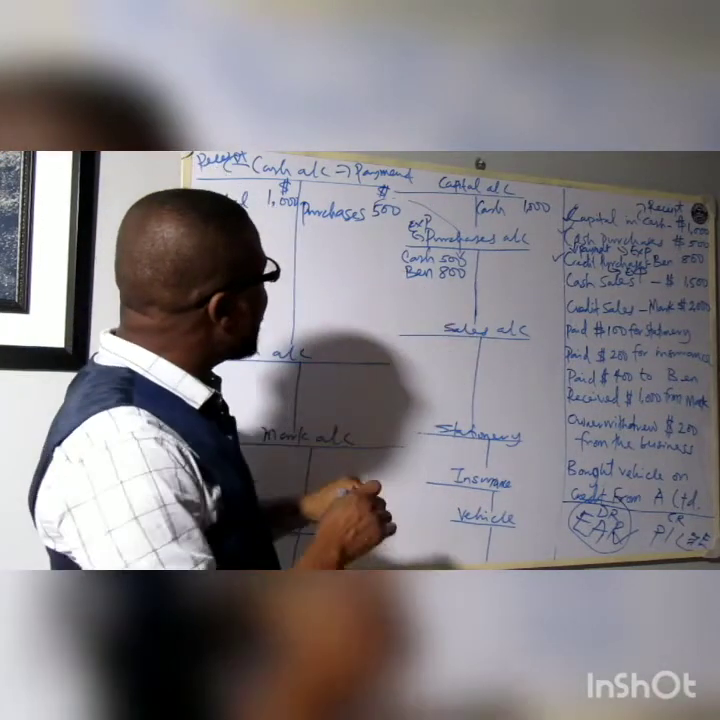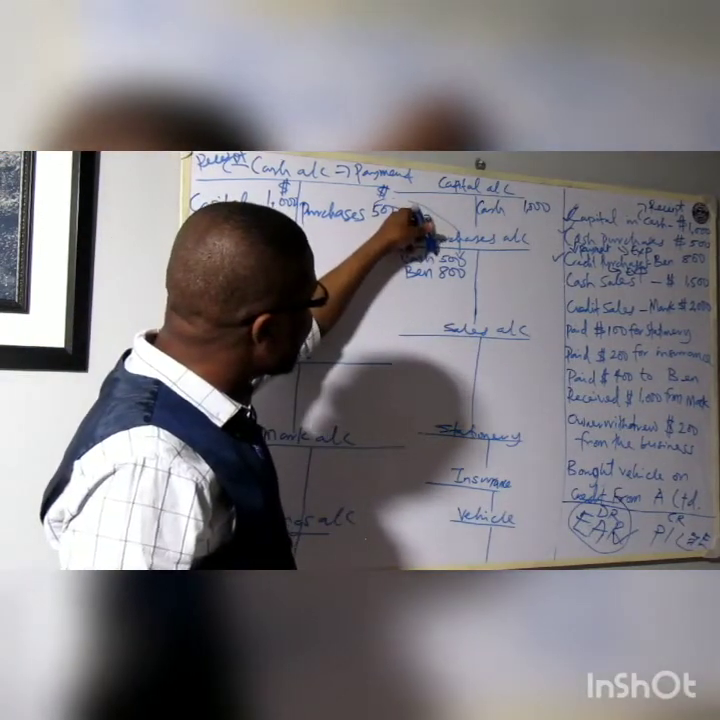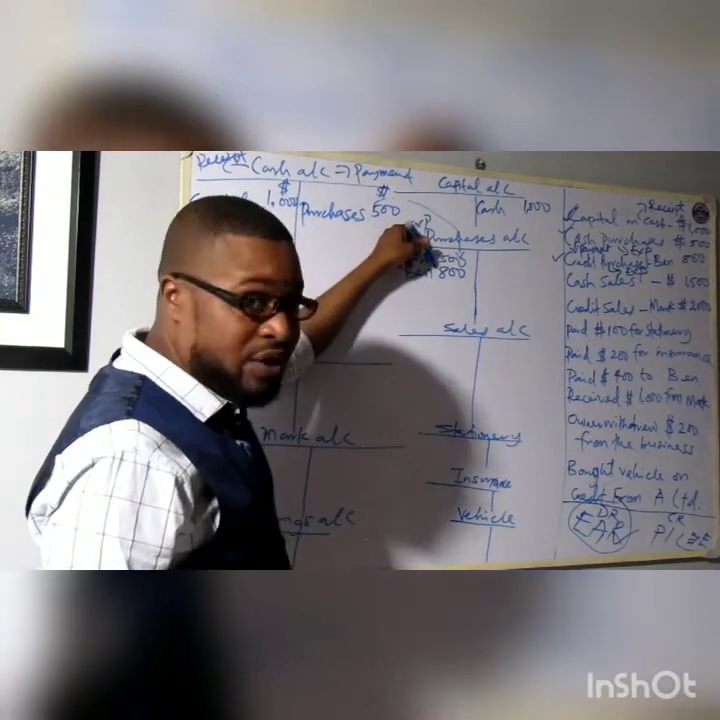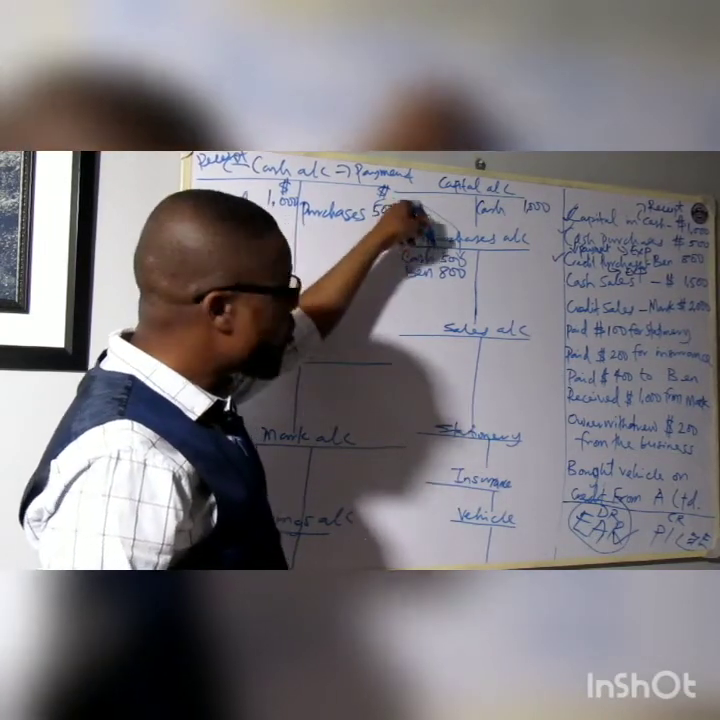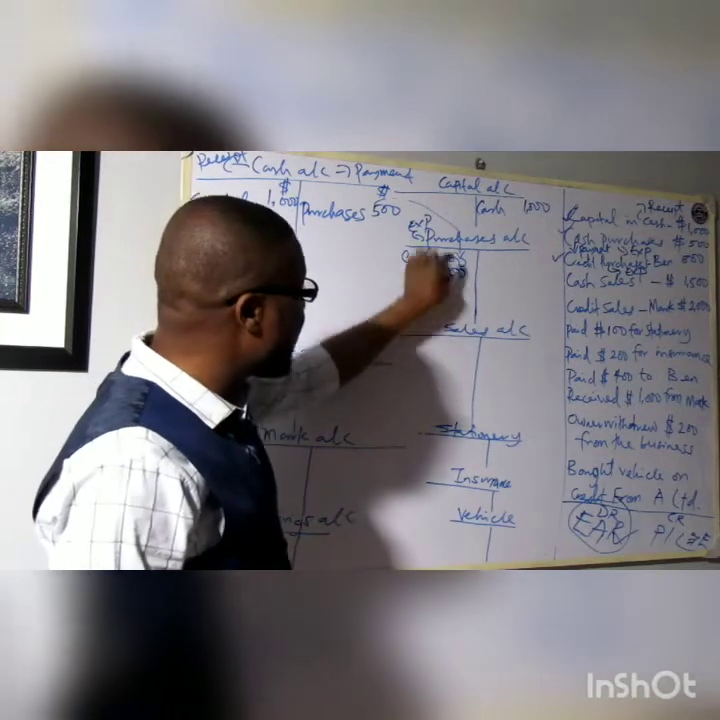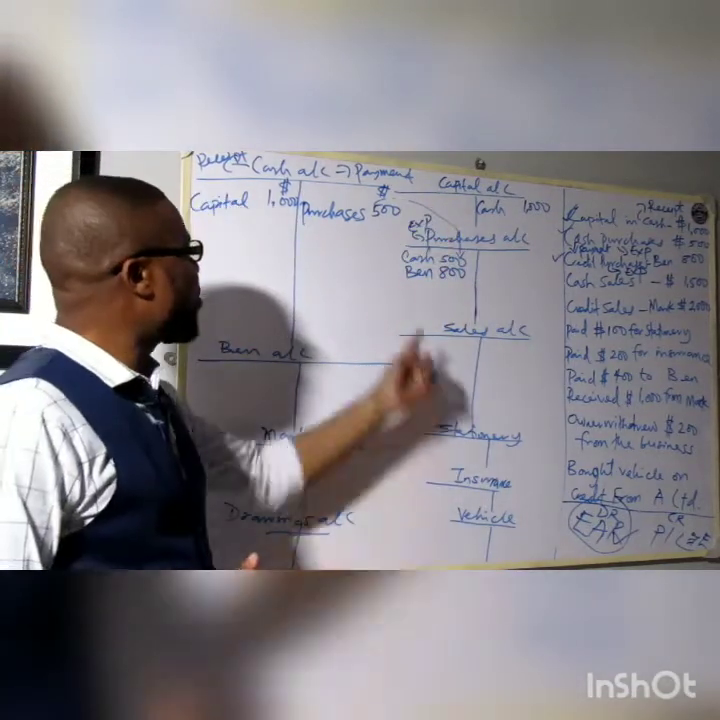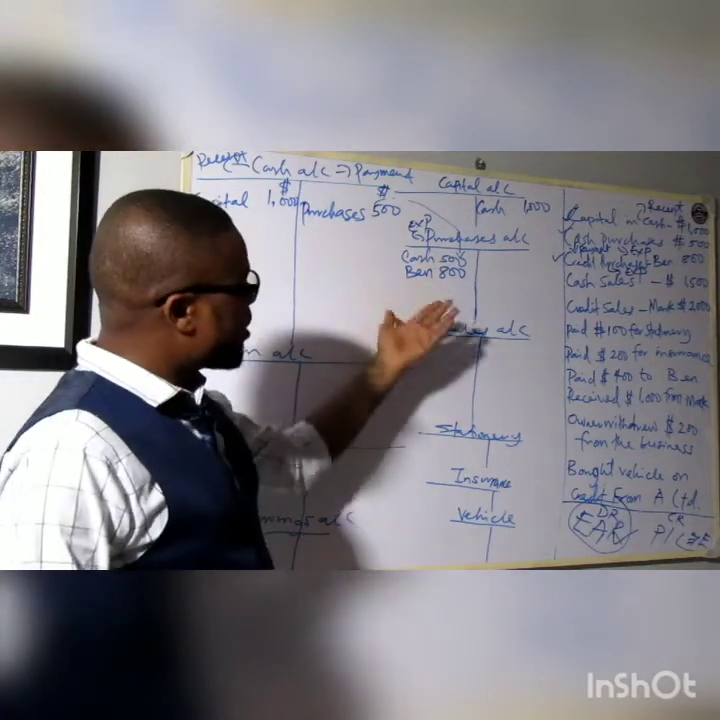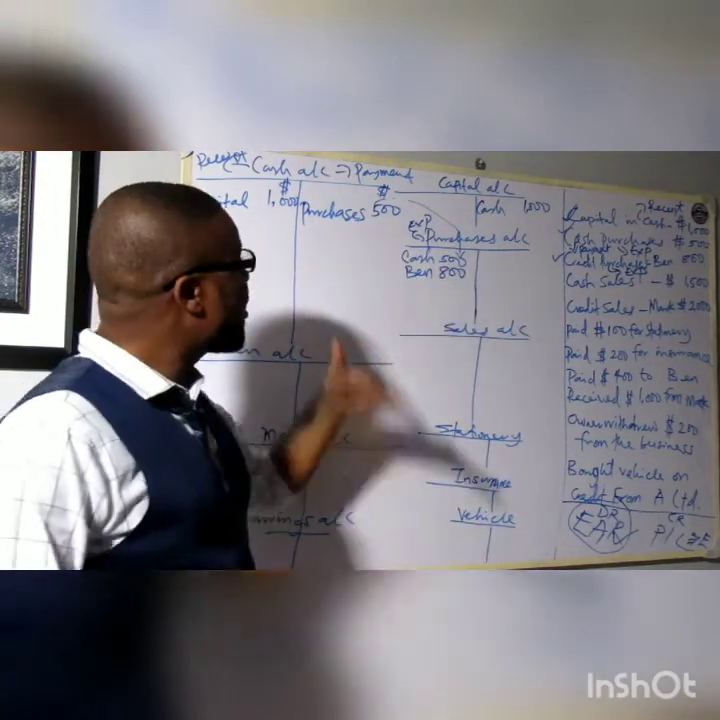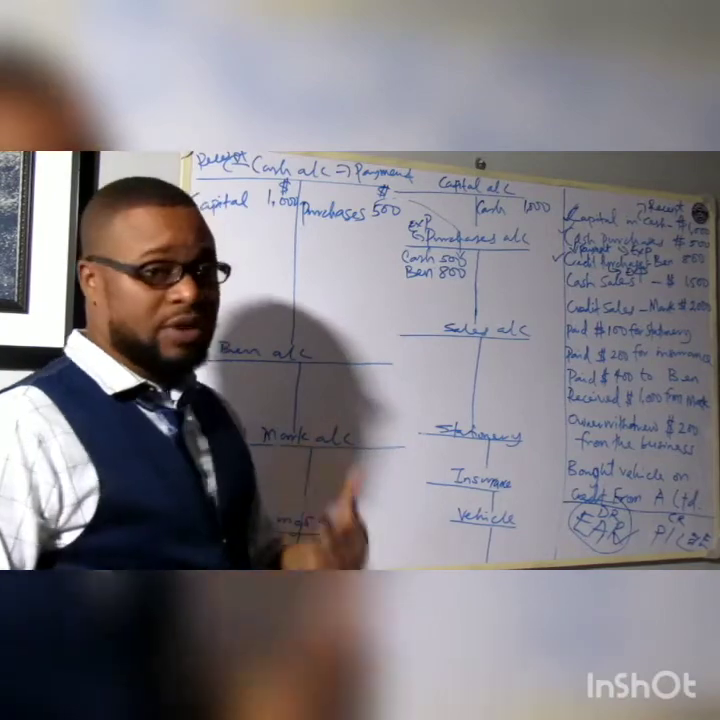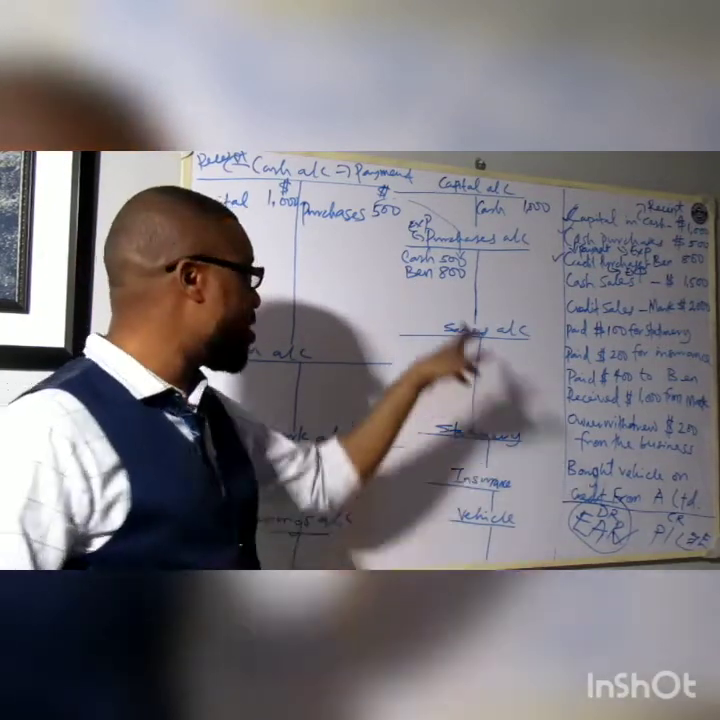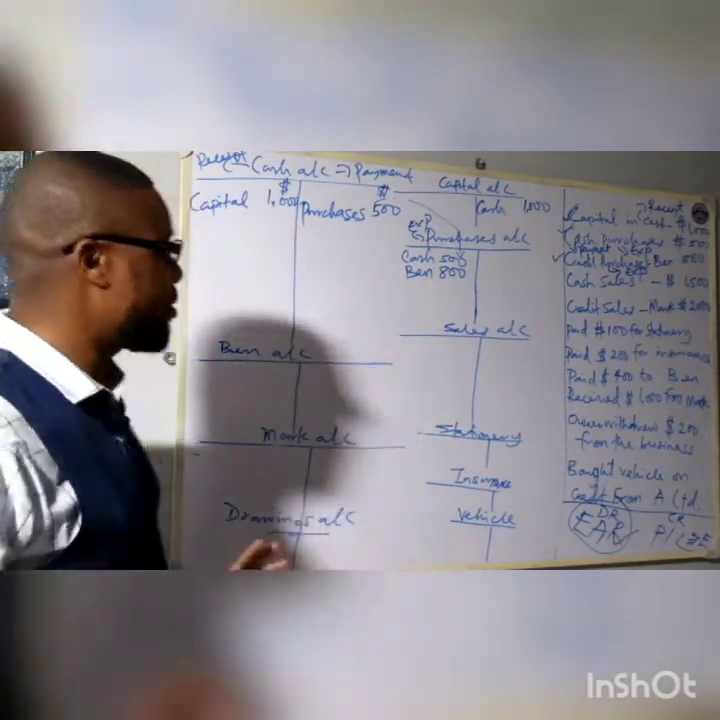So if I post a figure on the debit side and I post another figure on the same side, what I am saying is that at the end of the day, these two figures must be added together. So that means we have made more purchases. The first time we made purchase of 500, and now we made another purchase on credit of 800. So the total purchases we have made today now is $1,300.